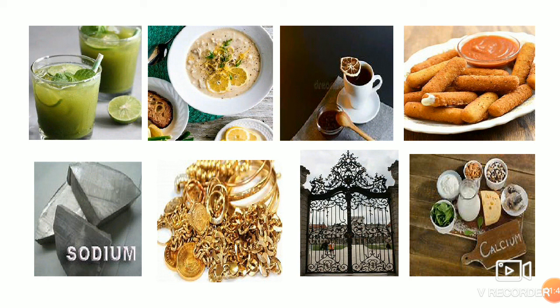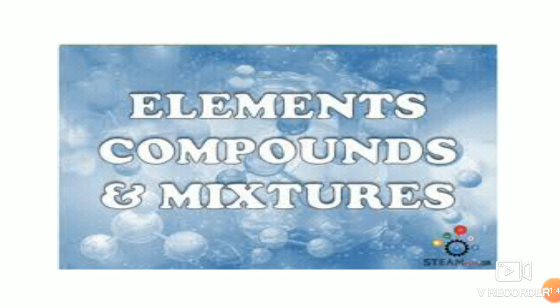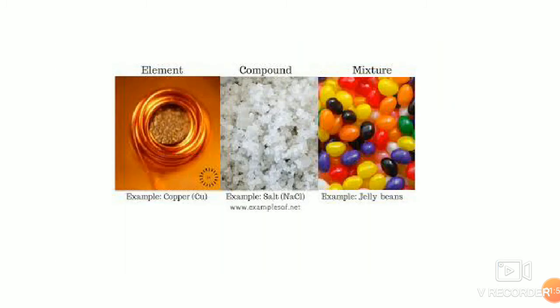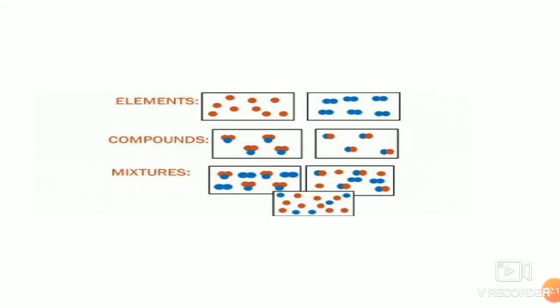Let us take a look at the given picture. See here, we can see a picture. I have given the example of copper as an element. For compound, I have taken the example of salt, NaCl. To explain mixture, the example of jelly beans is taken. Why element as copper? Why compound as salt? Why mixture as jelly beans? Let us understand by the next video.